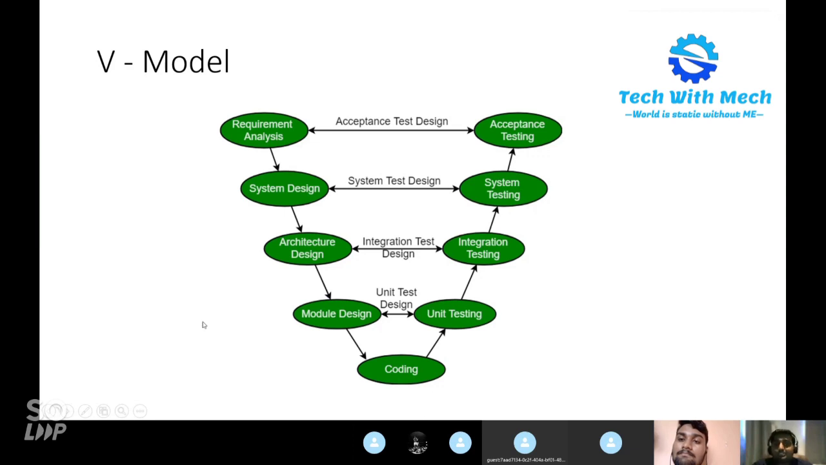But the main difference with respect to the workflow is, if you see in between, these are the test designs. When the requirement analysis was happening, parallelly, acceptance testing is also planned. So the test cases will be designed and the test will be planned. Even at this time, you plan how much time this acceptance testing would need and how much time it would consume in your development cycle, because the development cycle is not just development, it includes testing too.